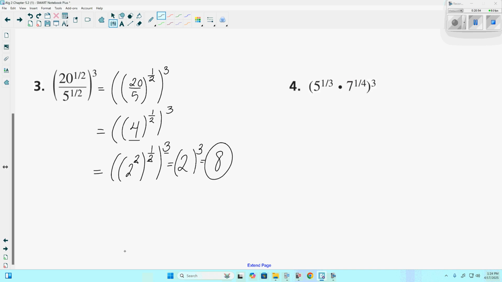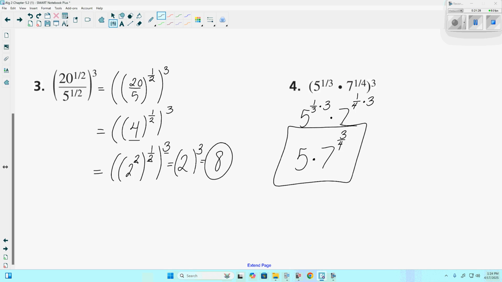Number 4 is our power of a product. So we can apply this third power to both. That tells us that we have 5 to the 1/3 times 3 times 7 to the 1/4 times 3. Well, 1/3 times 3 is 1, just giving us 5. 1/4 times 3 is 3/4. Telling us that we have 5 times 7 to the 3/4.